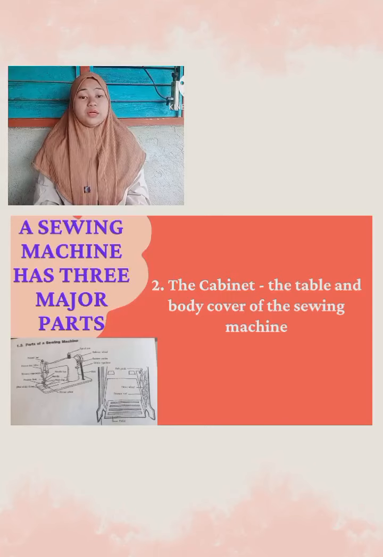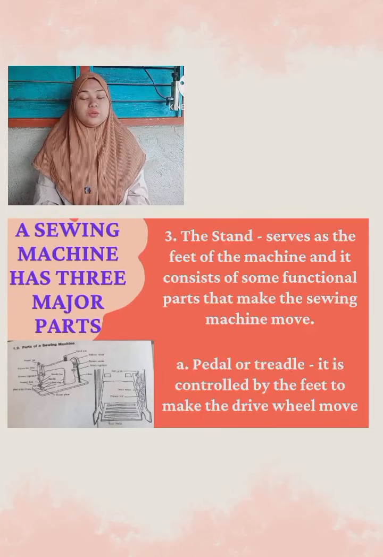The second major part is the cabinet, which is the table and body cover of the sewing machine. The third is the stand, the lower part of the sewing machine. It serves as the feet of the machine and it consists of some functional parts that make the sewing machine move. There are three.